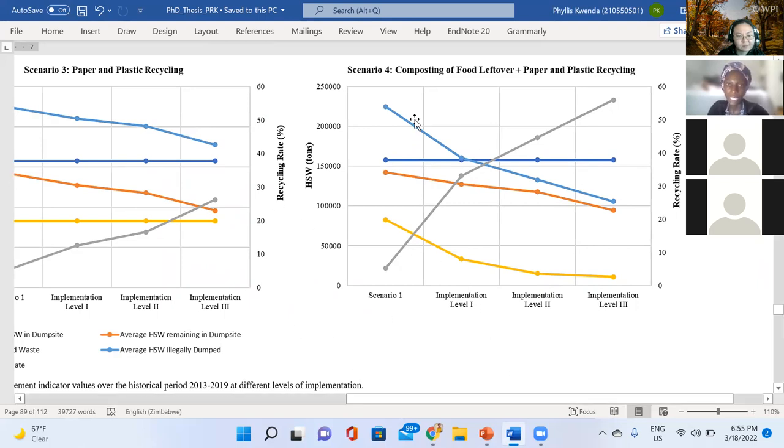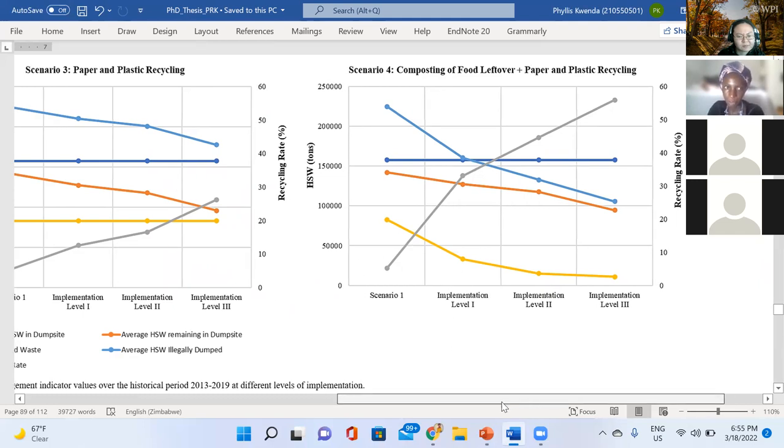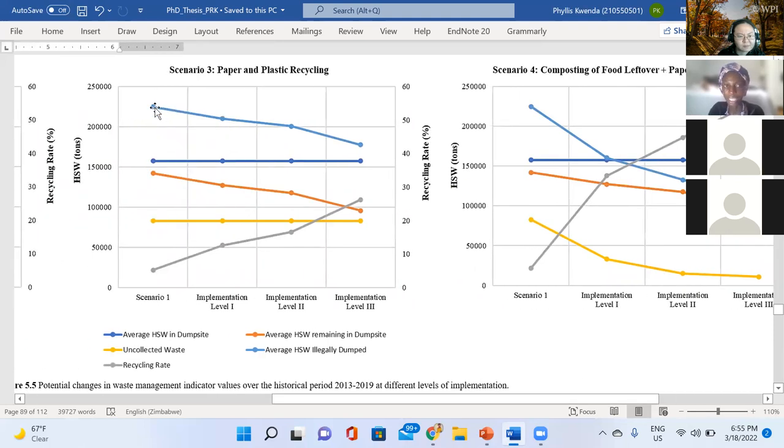So what we did now is we identified, for example, the percentage change, let me just say a recycling rate. And then we compare the percentage change in recycling rate if we implement level one of implementation. We calculated the percentage change in the recycling rate, and then we also calculated the percentage change between scenario one and implementation level two, just to measure the performance, like which level of implementation we should best implement first when compared to the other.